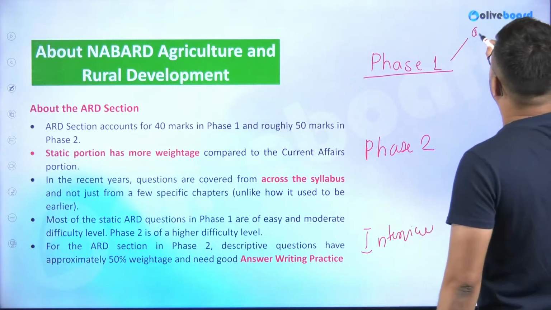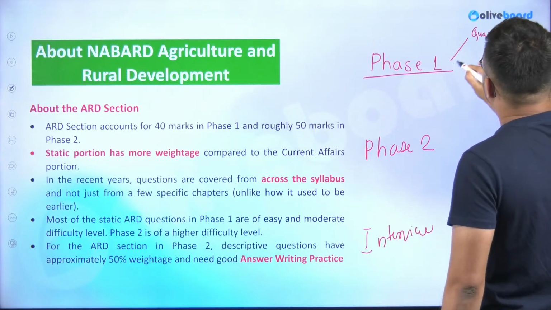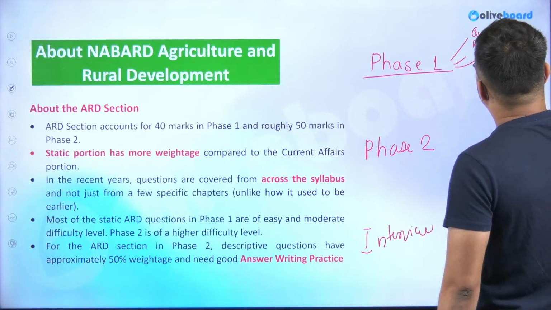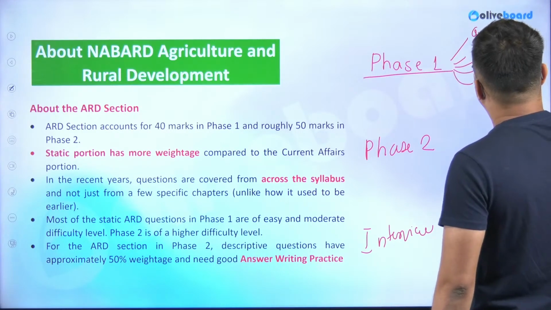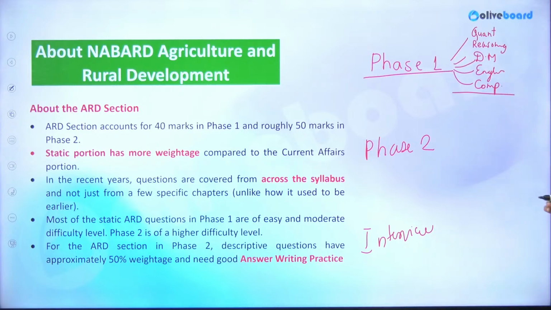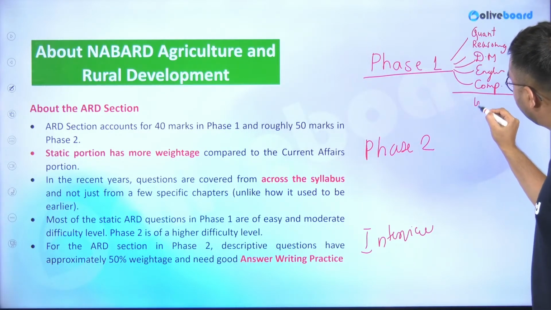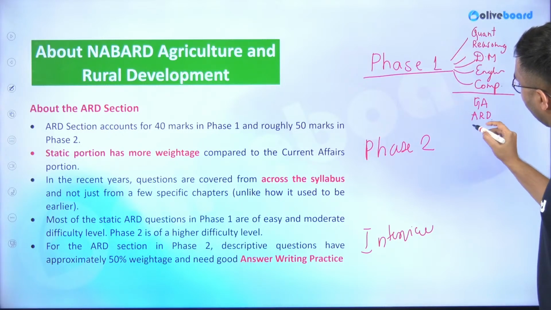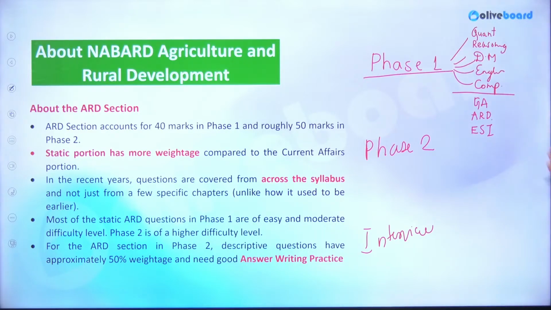What are these subjects? First is quant, second is reasoning, then decision making, English, and computer. These 5 subjects are called qualifying subjects. Each of these subjects has an individual sectional or subjective cutoff, and then there are 3 subjects: first is GA, ARD and your ESI. These are your merit subjects.